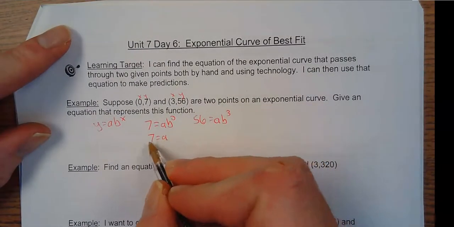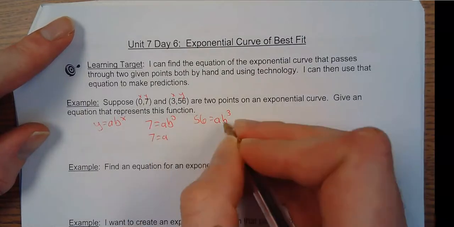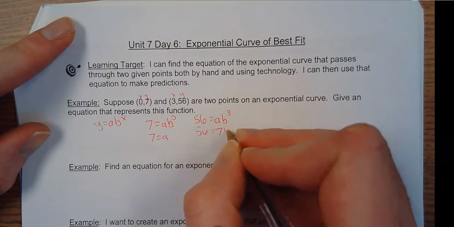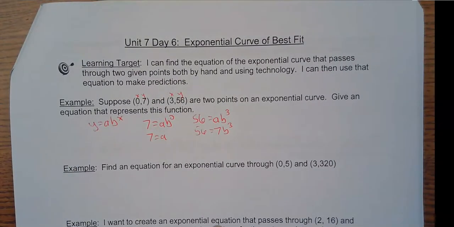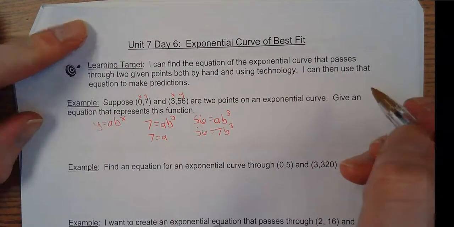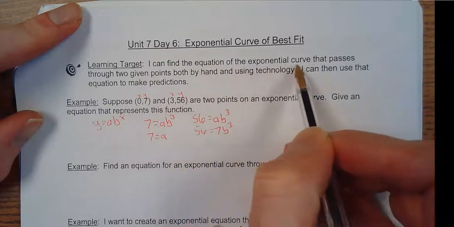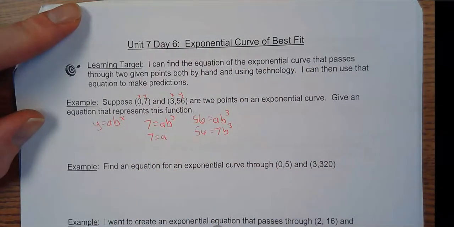Now, a equals 7, so I can do substitution here and plug in 7 right there. So 56 equals 7 times b cubed. I did that substitution, and now it's just one variable to solve for. I need to solve for b. Once I have a and b, I can write an equation. That's our learning target too: I can find the equation of an exponential curve that passes through these 2 points. So we're going to do it that way.